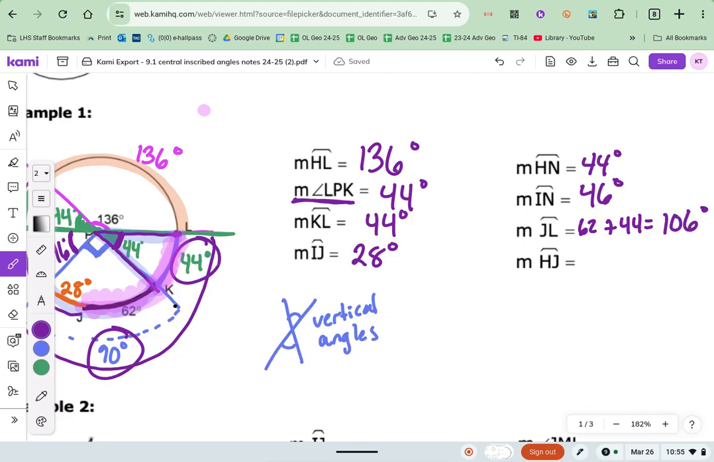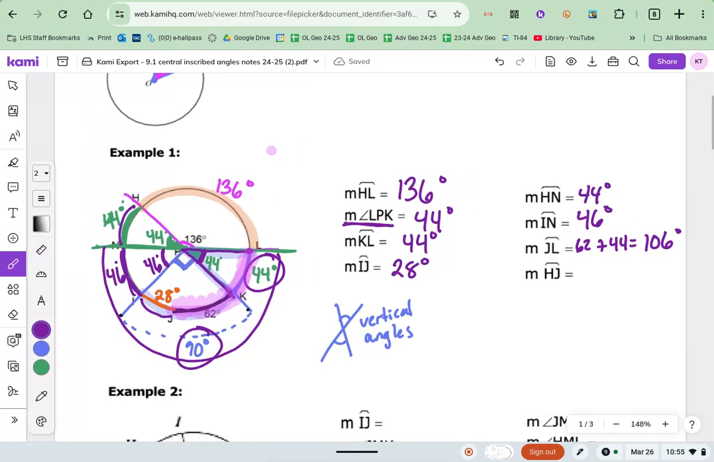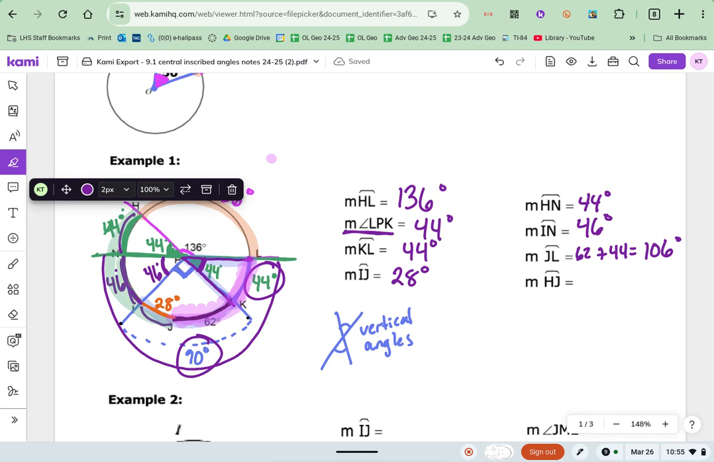All right, and last but not least, arc HJ, so that's the same thing. So that's another arc that combines multiple arcs together. So start at H and you're going towards J. So we have that 44 degree arc plus 46 degrees plus 28 degrees. So 44 plus 46 plus 28 equals 118 degrees.